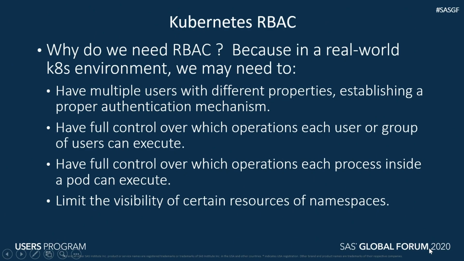So why do we need role-based access controls in the first place? Because in a real-world Kubernetes environment, we may need to have multiple users with different properties, establish a proper authentication mechanism, have full control over which operations each user or group of users can execute, and have full control over which operations each process inside a pod can execute. Realize here that RBAC is not just about human users, it's also about the processes inside of Kubernetes and the permissions they can have. And we may need to limit the visibility of certain resources or namespaces.